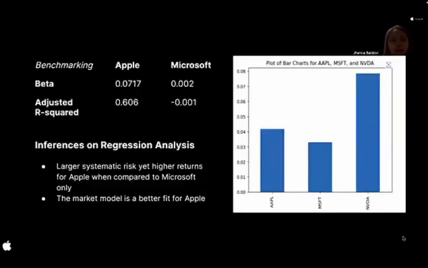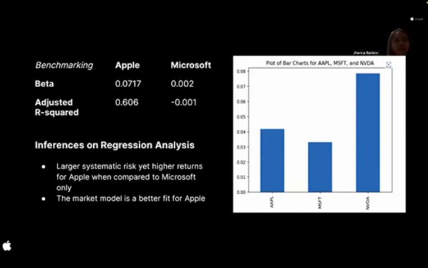So our benchmarking OLS regression analysis results are as follows. So for the beta or the systematic risk, for Apple, we have a value of 0.0717, and for Microsoft, we have 0.002. And for the adjusted R squared, we have 0.606 for Apple and negative 0.001 for Microsoft. Upon extra research, I've learned that it is possible to have a negative adjusted R squared. And we just have here the bar chart on the right for further reference.